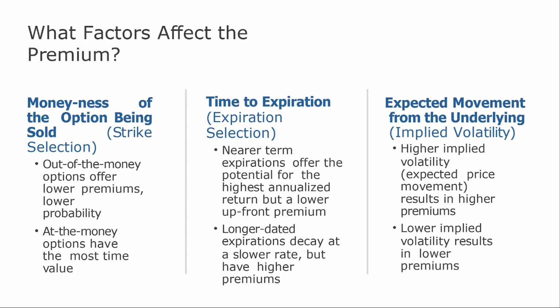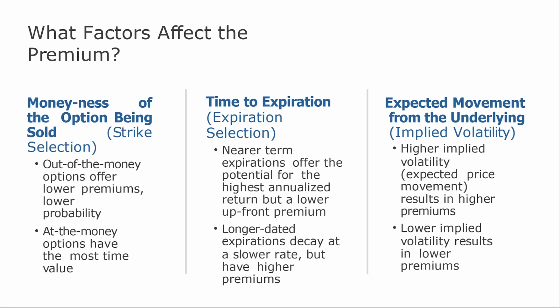So, what factors affect the premium? First is the moneyness. Out of the money options offer lower premiums and lower probability, while at the money options have the most time value. Then the time to expiration: nearer term expirations offer the potential for the highest annualized return but a lower upfront premium, while longer dated expirations decay at a slower rate but have higher premiums.